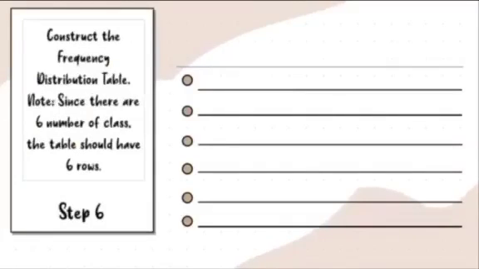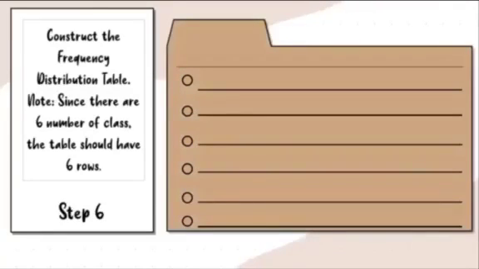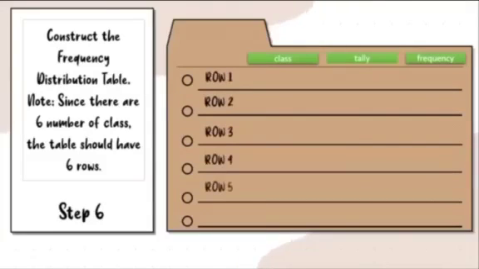Step 6. Construct the frequency distribution table. Note, since there are 6 classes, the table should have 6 rows. So the classes are divided into 6 rows. We have row 1, row 2, row 3, row 4, row 5, and row 6. In row 1, the lower limit is 5, which is the lowest score.